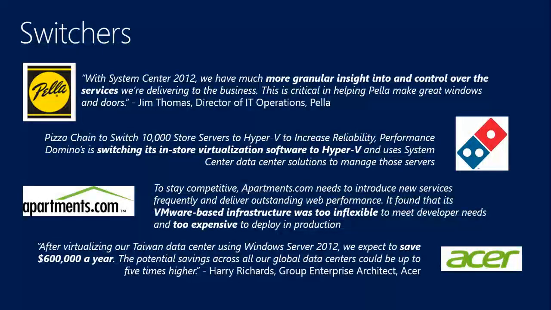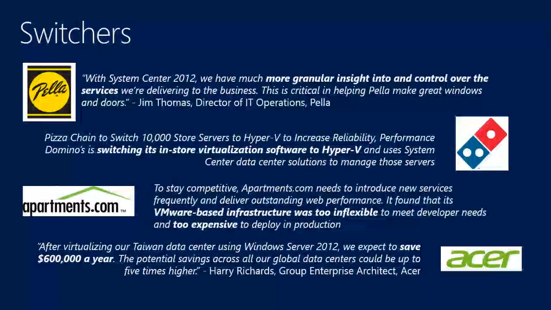And then finally, Acer. It comes down to cost in this example. $600,000 a year that they think they'll save by switching to Hyper-V. So costs that save across all of their global data centers could be 5 times higher. So System Center is a key driver, costs are key drivers. You may have your own drivers within the customers you work with or within your own environments yourselves. But people are starting to switch.